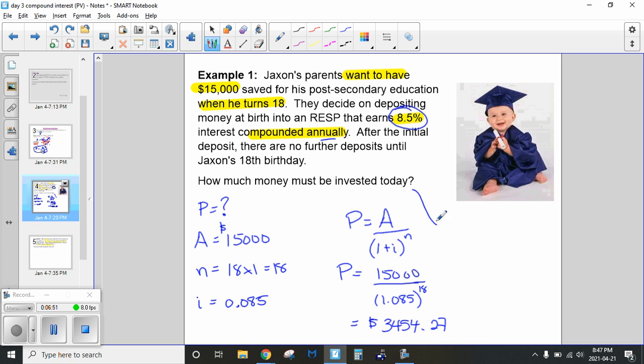If you wanted to do a therefore statement, you could say, therefore, Jackson's parents need to invest or deposit, you can use whatever word you like, $3,454.27 when he is born.